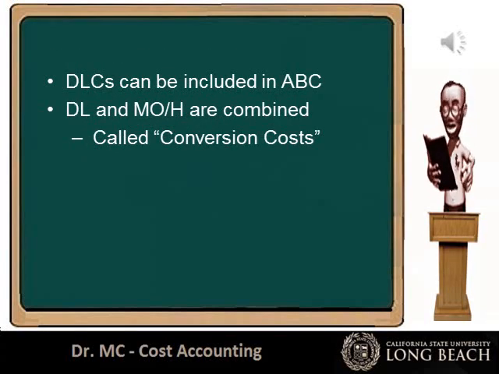Although activity-based costing is designed to allocate overhead costs to units, the cost of the activities can also include labor costs. You still do the same procedures described before. When labor costs are added to overhead costs, the combined costs are referred to as conversion costs.